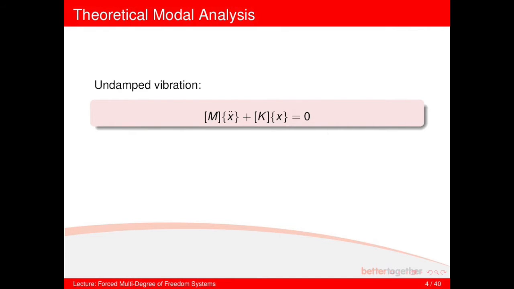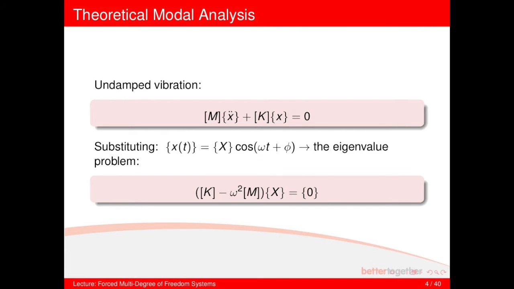We all know that equation. This is in matrix form, which suggests that we're dealing with more than one degree of freedom. We've got a mass matrix and a stiffness matrix, and those x and x dot are vectors representing displacement and acceleration. And we can make the substitution.